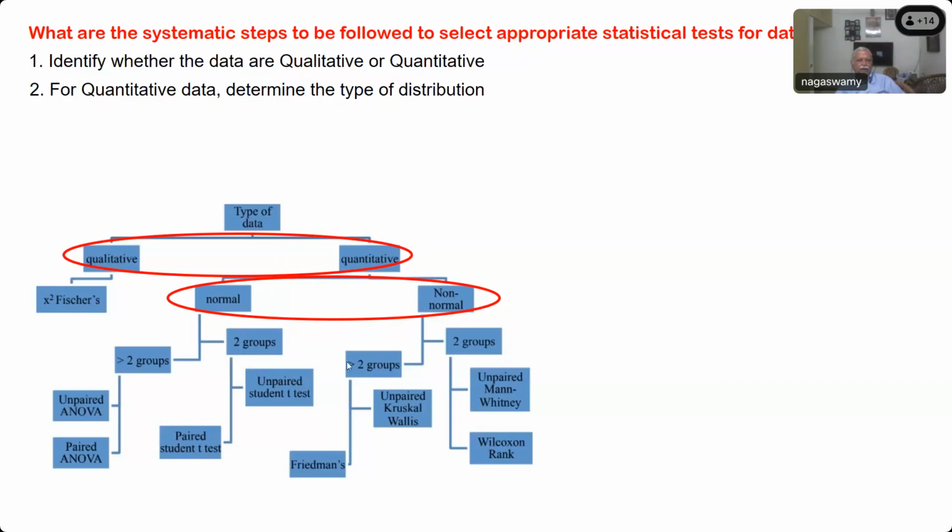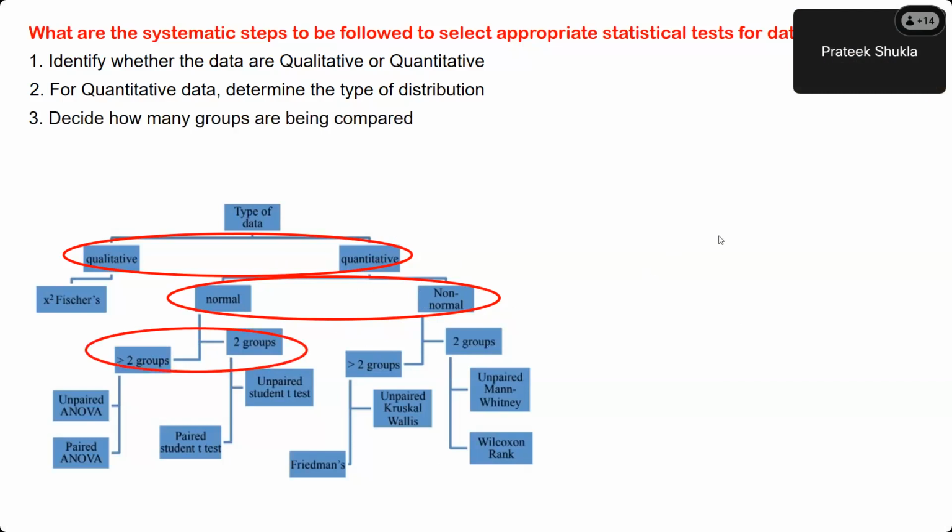Type of test to be used. I am showing the arrow, are you able to see my arrow going there? Number of groups involved. Decide how many groups are being compared: 2 groups or more than 2 groups, or 3 groups. Okay. The third thing is to decide the number of groups.